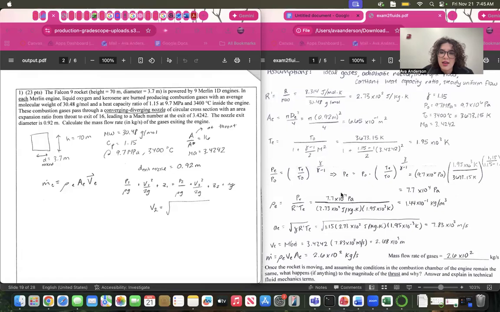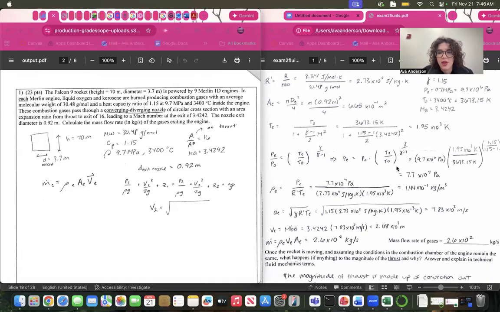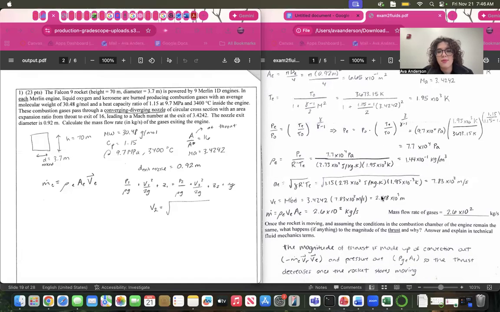Need to find the T exit, and we're pulling that formula off of one of the handouts, and that's T naught over 1 plus gamma minus 1 over 2 multiplied by the Mach number squared. And that's 1.95 times 10 to the third Kelvin. Then we need to find the exiting pressure, and by manipulating this equation also from the table, you can get P naught times T exiting over T naught to gamma divided by gamma minus 1, and that gets you 7.7 times 10 to the fourth pascals.